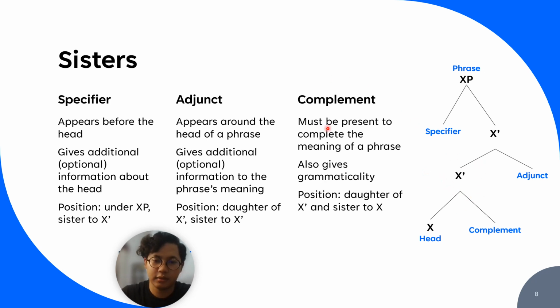Finally, we have the complement, and it must be present to complete the meaning of a phrase. It also gives grammaticality to the sentence. And its position is that it must be a daughter to an X-bar. So here it's a daughter to an X-bar and a sister to an X.